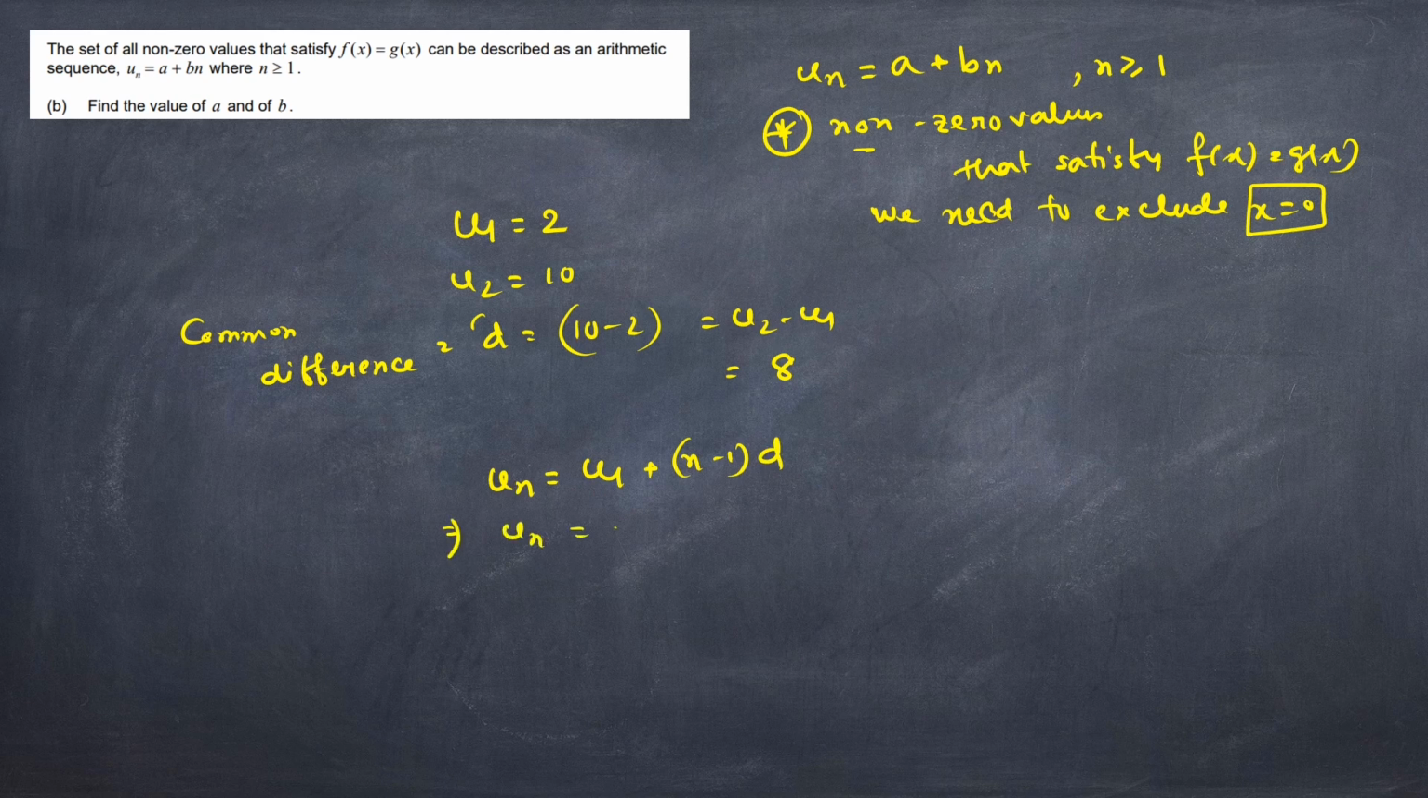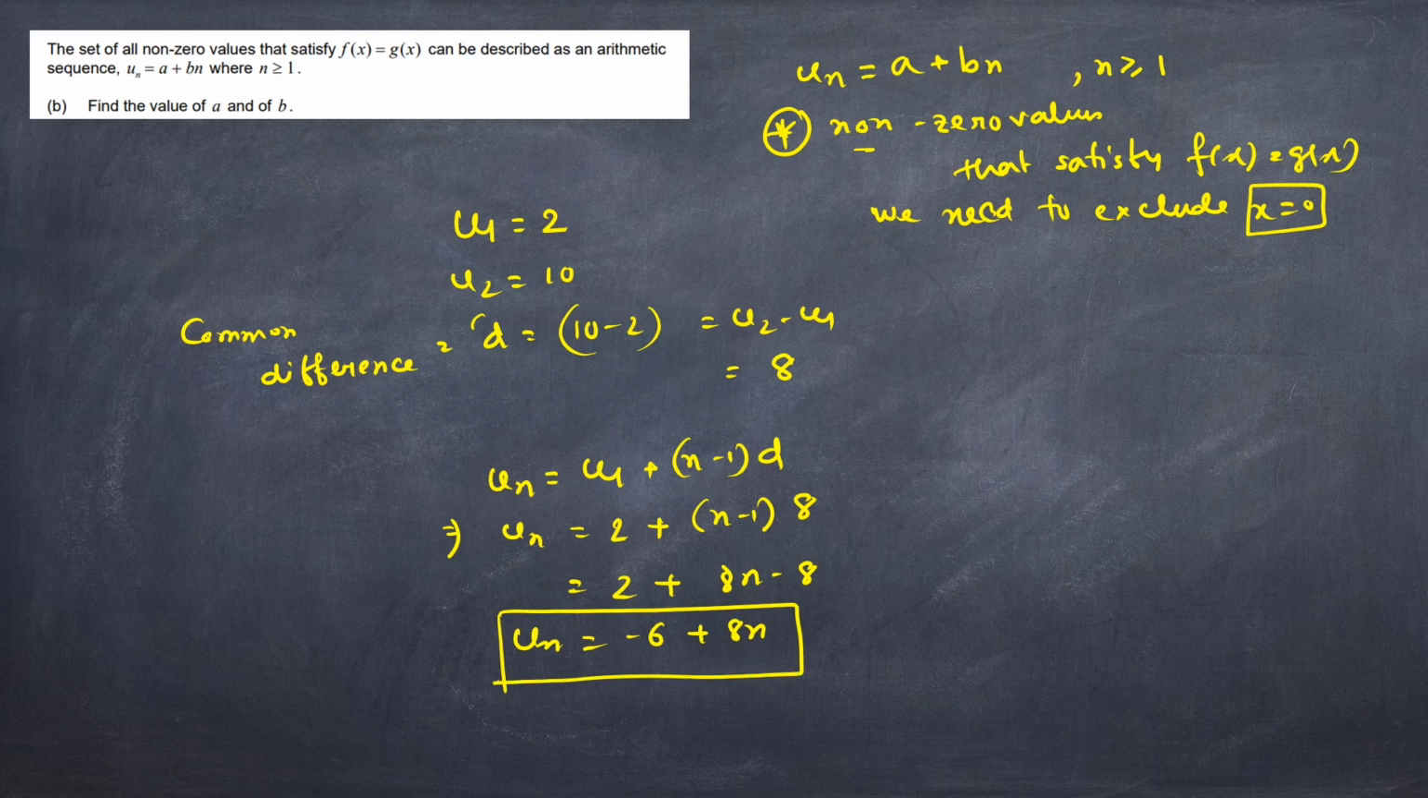So just put the values. un equals u1, which is 2, plus (n minus 1) into d, which is 8. So from here we can write 2 plus 8n minus 8, so minus 6 plus 8n. So this is un, and now we can just compare it in this way. So a is equal to minus 6, see this equation, and b is equal to 8. So this problem is also done. This was also a very simple problem.